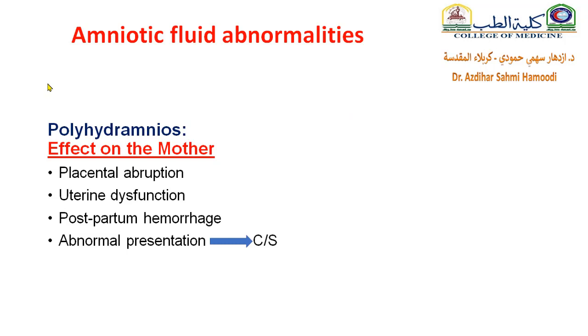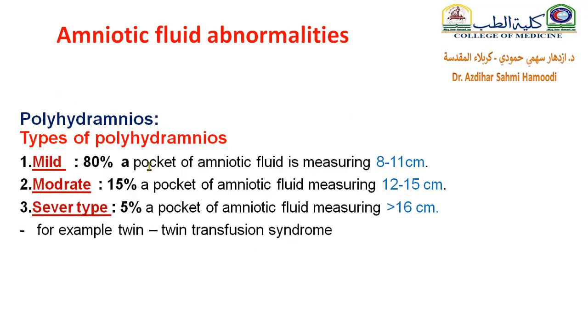What are the types of polyhydramnios? It can be mild when the deepest pocket reaches up to 11 centimeters, moderate when the deepest pocket is up to 15 centimeters, and it's called severe when the measuring of deepest pocket is above 16 centimeters. But this is only 5% of cases. For example, in twin-twin transfusion syndrome in monochorionic twin pregnancy.